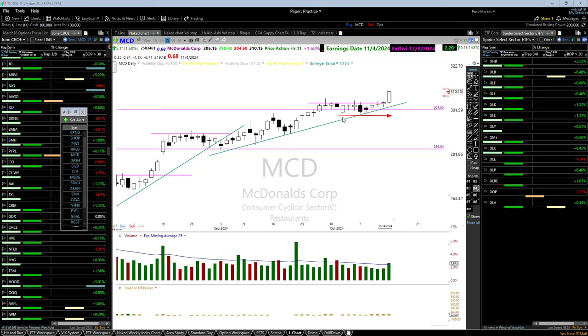Near trend, near support. Write those things down, guys. Near trend, near support.